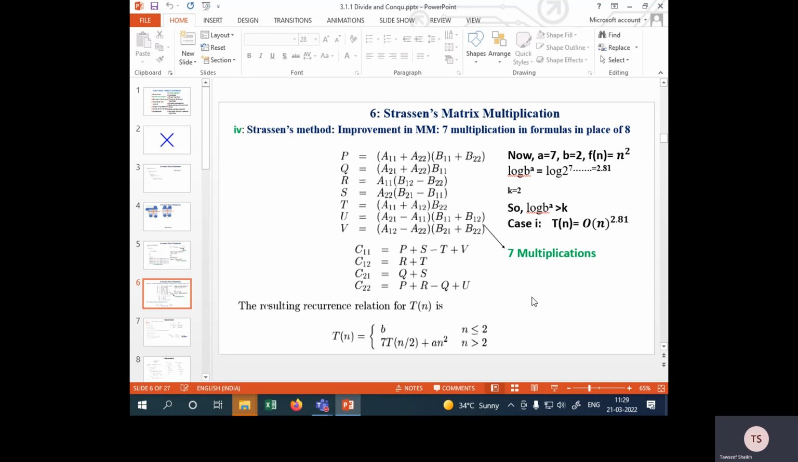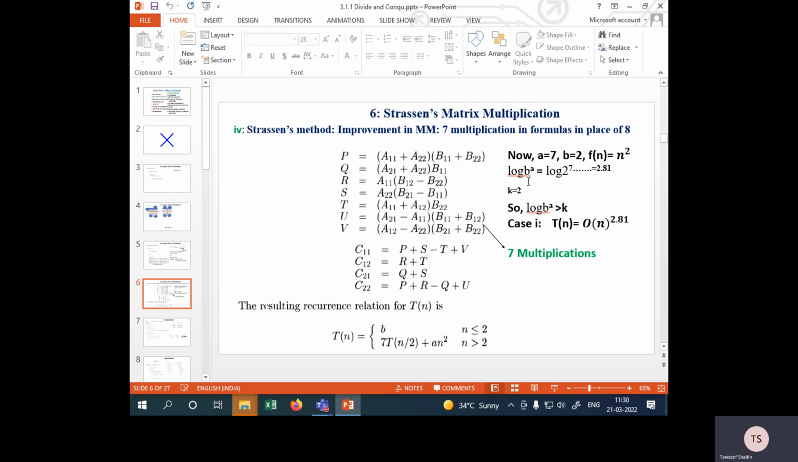If we make a recurrence of Strassen's matrix multiplication, it will be 1 for the case n is equal to 2 or less than 2, but for greater than 2 we need 7T(n/2), meaning we need only 7 multiplications in place of the 8 that we needed last time. Now to solve this recurrence we will again use the Master's method. a is equal to 7, b is equal to 2, and the function is n squared. log a to the base b will be equal to log 7 to the base 2, and that's equal to 2.81 when we find it. And k is again equal to 2.